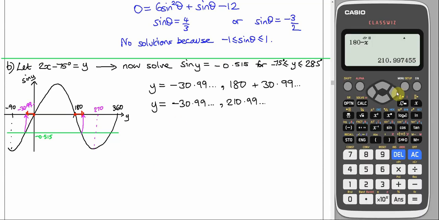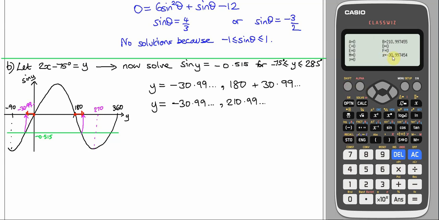So I'm going to store this second value in the calculator as well. I'm going to store it under B, no particular reason. I'm just going to go with B. So 2 button clicks, store B. You do not need to use the alpha key when you're storing. If you use the recall function to check, yeah, I've got minus 30.99 stored under X, I've got 210 stored under B. There's no particular reason why I chose those two letters. So let's finish off the question. They both equal 2x take 75.